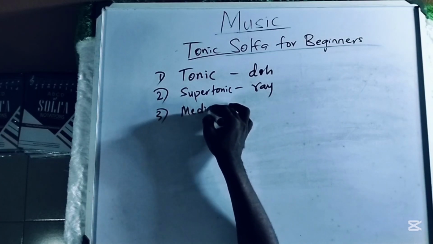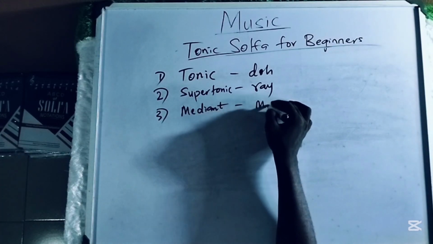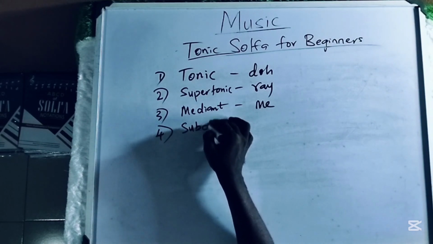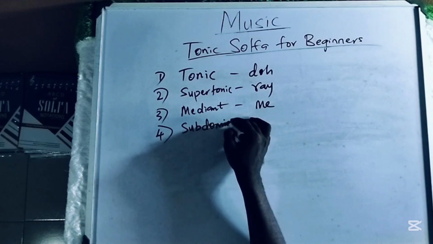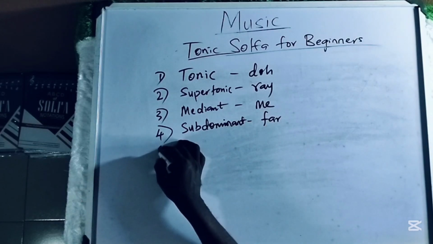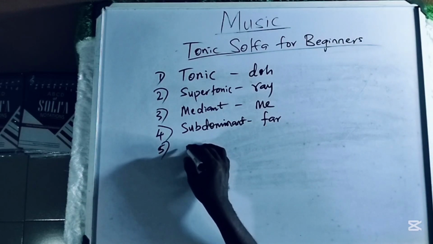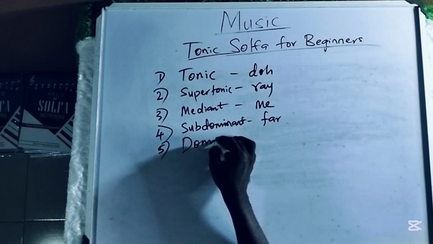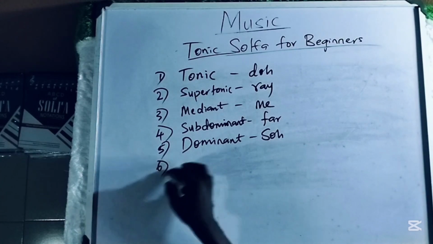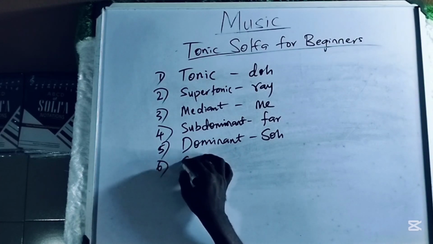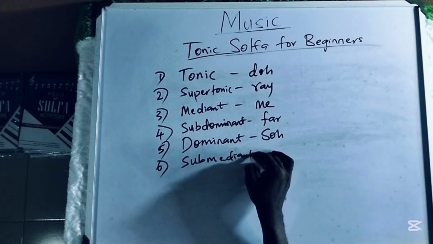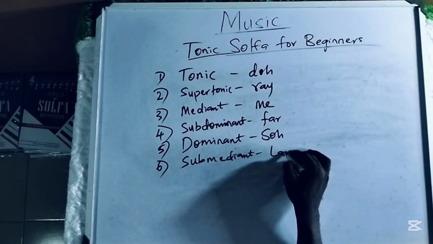Number three is mediant. It is called mi. Number four is subdominant, and it is called fa. Number five is called dominant. Number six is called submediant, and it is called la.